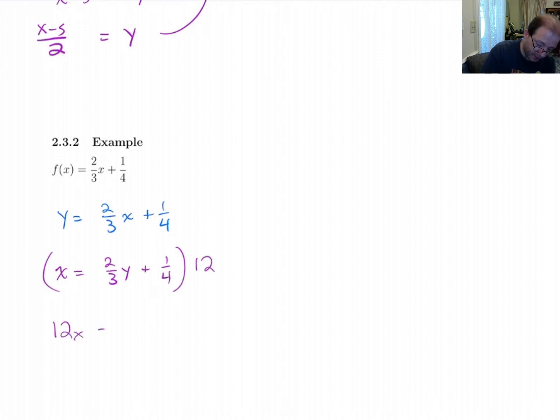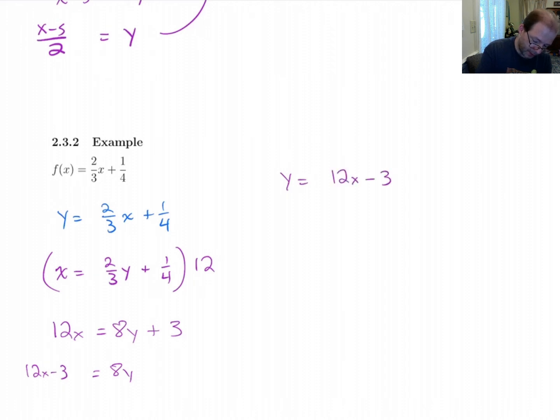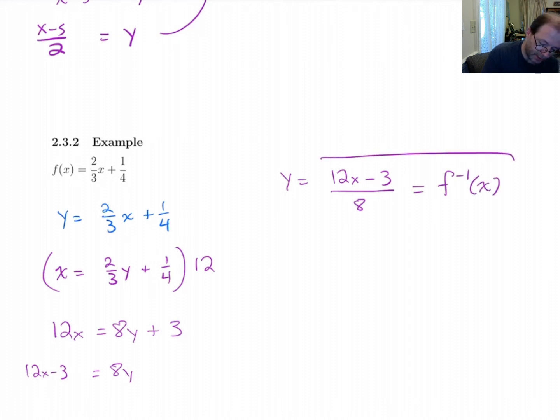I get 12x is equal to, let's see, 2/3 of 12 is 8. 1/4 of 12 is 3. So I get 8y is 12x minus 3. So y is 12x minus 3, all that over 8. And instead of rewriting it, I'm just going to say this is equal to f inverse of x. And that's my answer.